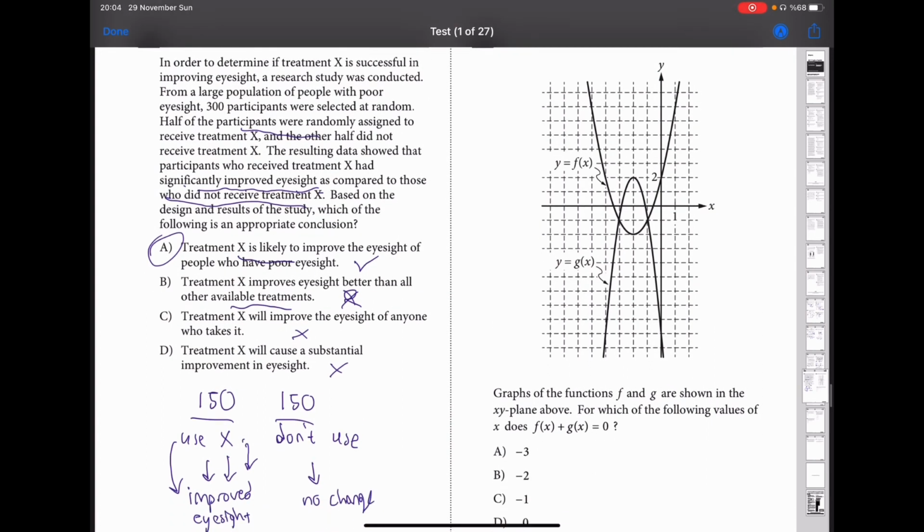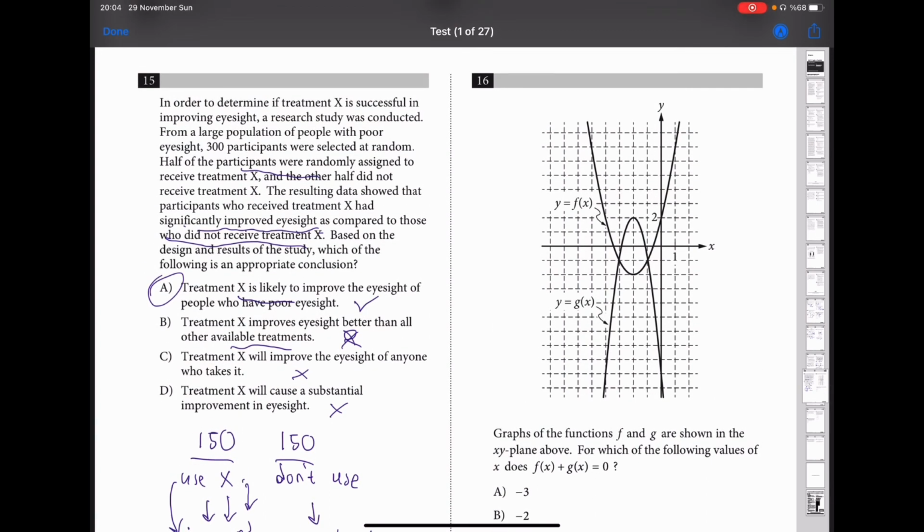Question 16. Graphs of the functions f and g are shown in the xy plane above. For which of the following values of x is f of x plus g of x equal to 0? So let's investigate their behavior. They are both like parabolas. To obtain 0 by adding them, let's investigate different regions.